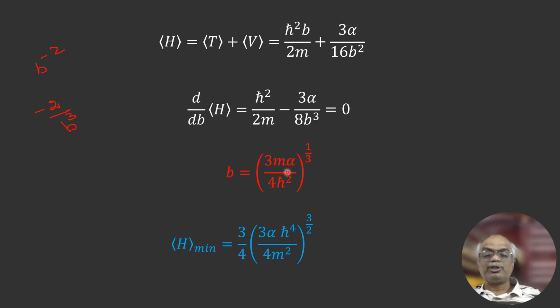So if you substitute this here, p and p squared, you will get minimum energy is 3 by 4 multiplied by 3 alpha h cross power 4 divided by 4m square whole power 3 by 2. This is the minimum energy.